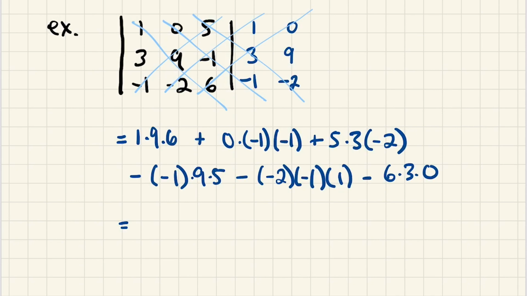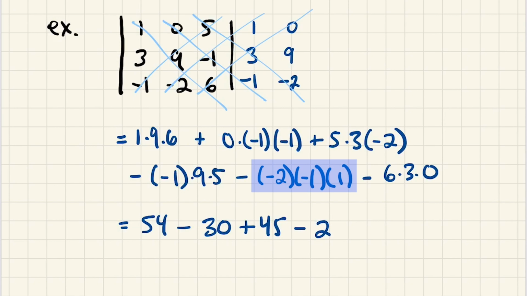All right, so let's just work everything out. 9 times 6 is 54, plus 0, and then it looks like minus 30. And then over here we have plus 45. And then over here we have minus 2. And then again minus 0. So this would be 54 minus 30 plus 45. That would be 69 minus 2 is 67. So our determinant is 67.